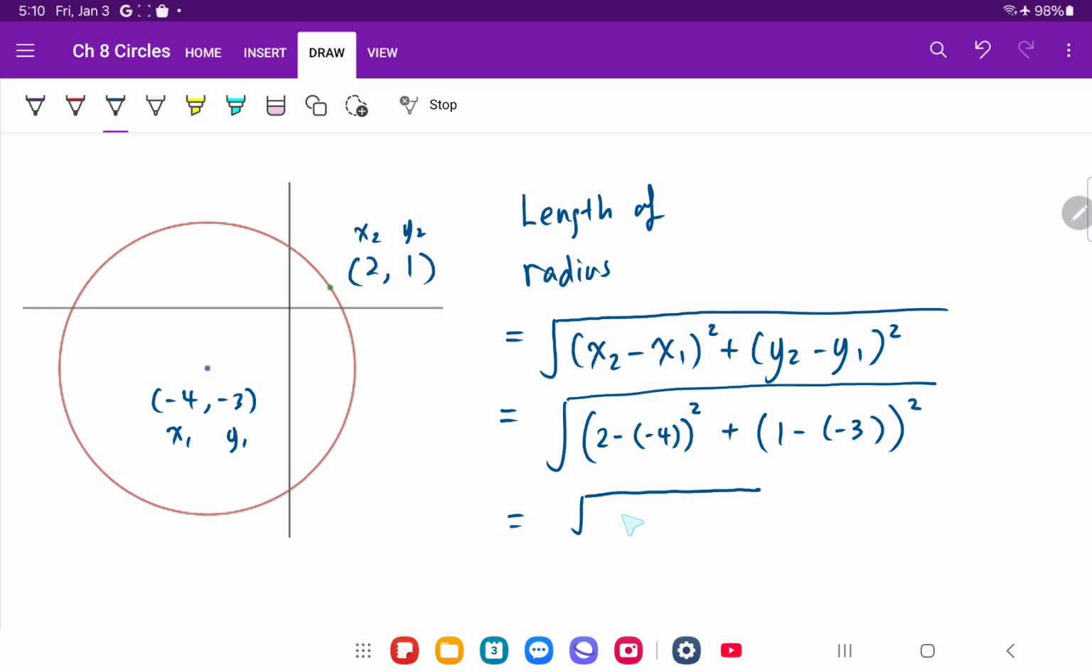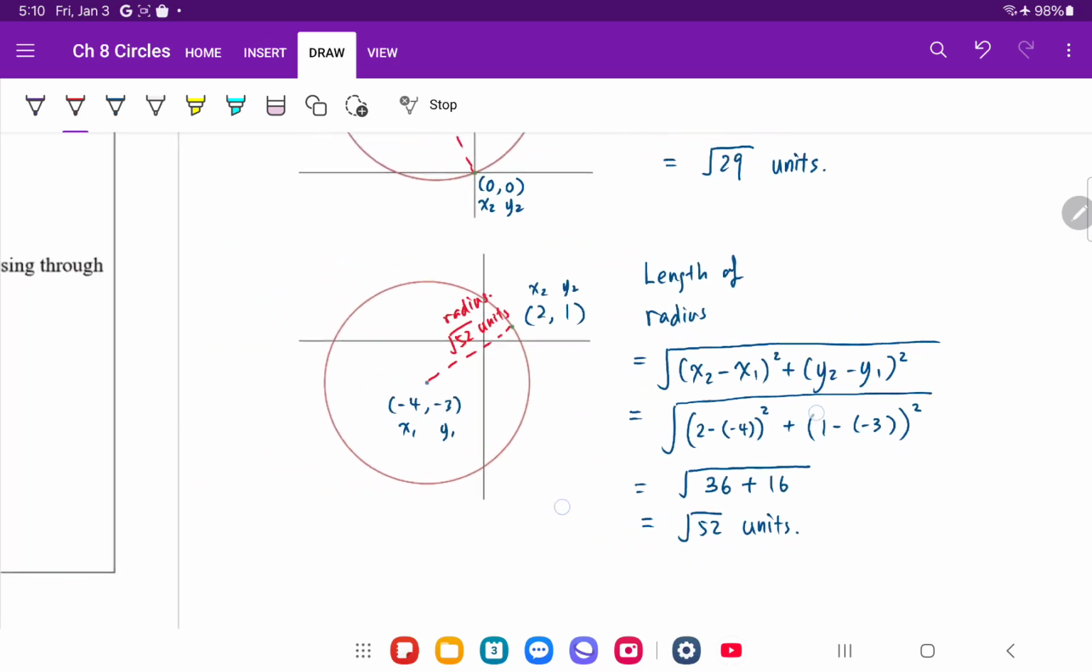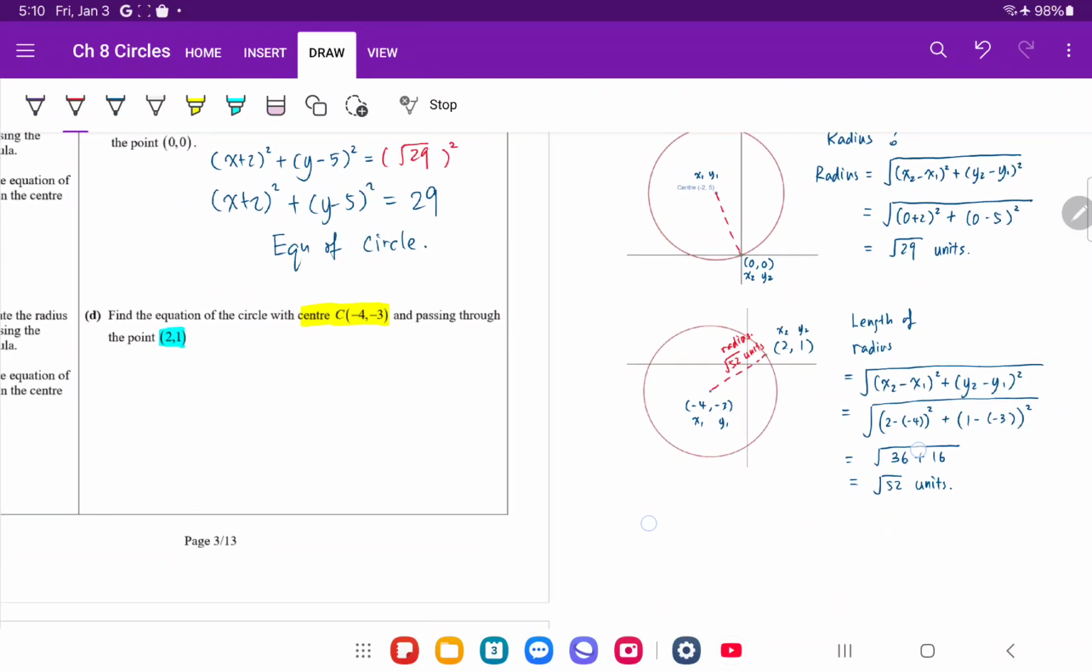The first one will give you a 6 square, so 36 plus 16. So in surd form, your radius should be square root 52 units. Okay, and similarly, leave your surds over there first. Oh, I forgot to add in the radius. This is the radius. Okay, we are calculating the length of the radius. It is square root 52 units long. Now with this information, we can now start the last part.